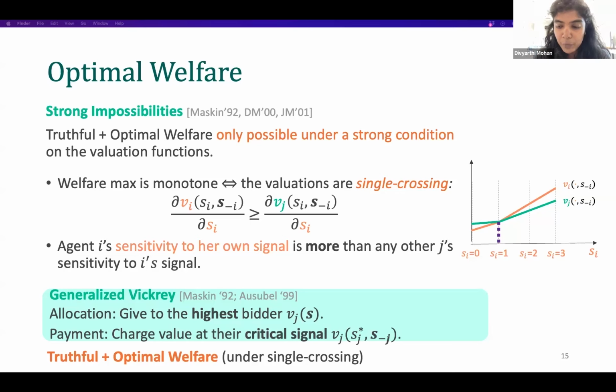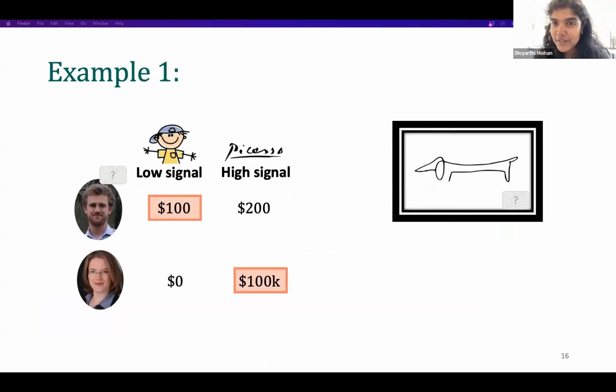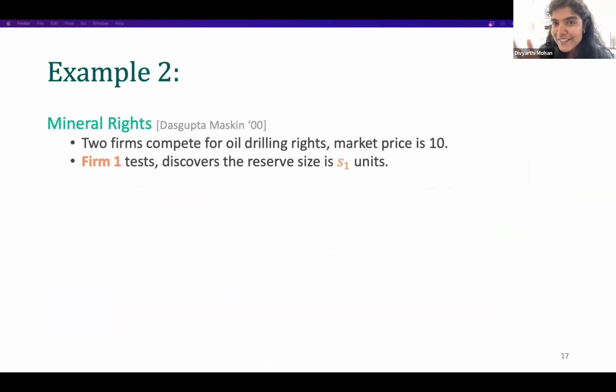Okay, but what about when we don't have the single crossing assumption? For example, the example that we saw before is highly not single crossing because Simo's information influences him a little bit, but it is much more influential on Rebecca's value, right? But this is not just a made up example that I'm talking about. It's pretty much equivalent to many other examples that are well studied in the literature.